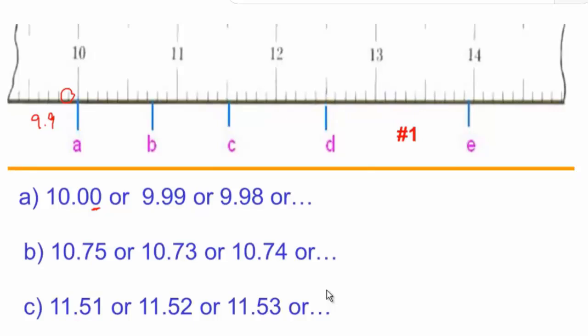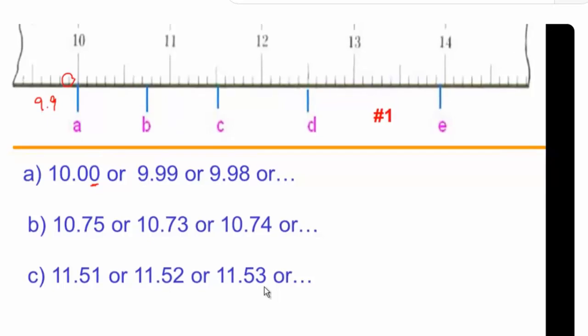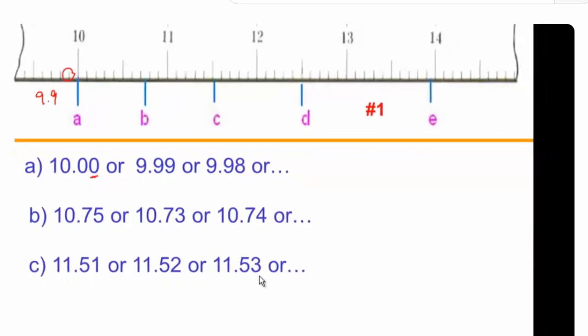C could be 11.51. It cannot be 11.50 because you can see it's not lined up with the 11.5, so it can't be 11.50. It's somewhere between 11.5 and 11.6, and it's closer to the 11.5. So 0.51, 0.52 or 0.53 are all possible measurements. Remember, the furthest digit to the right is the uncertain digit. It's estimated. You do estimation here.